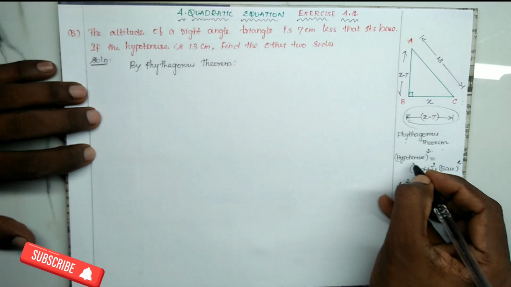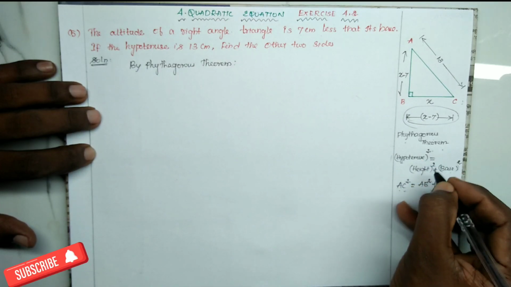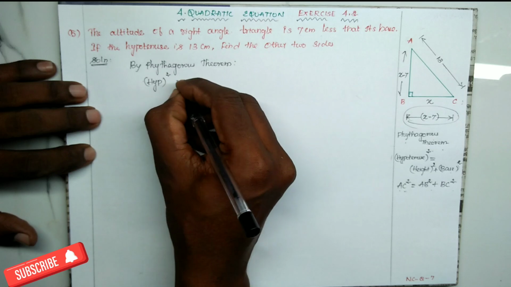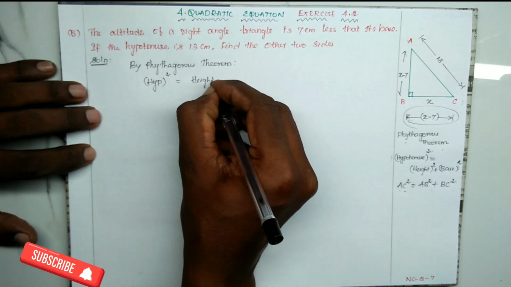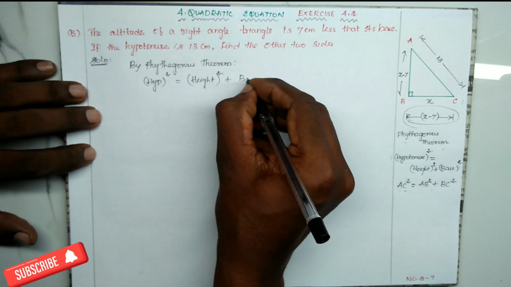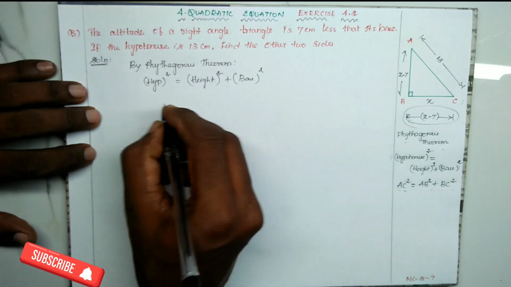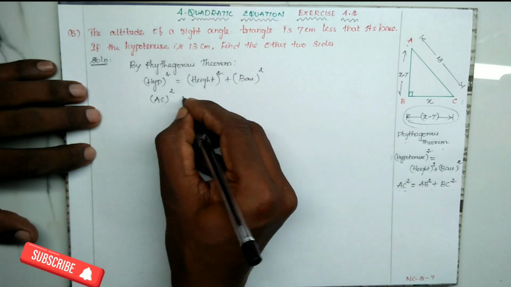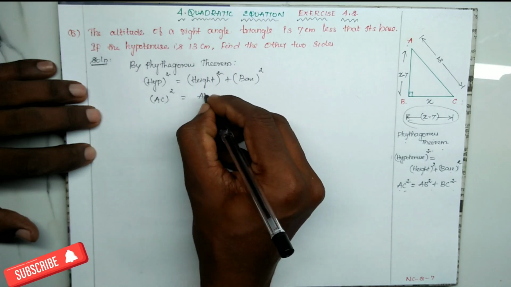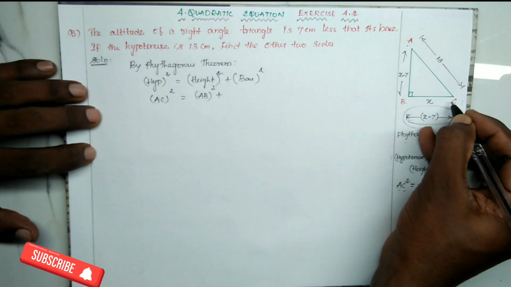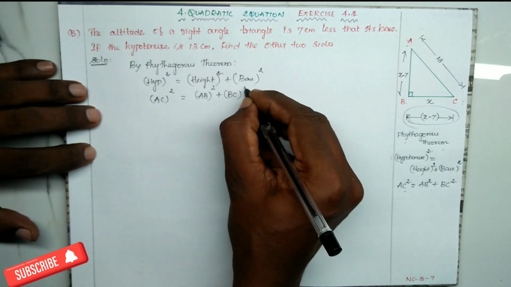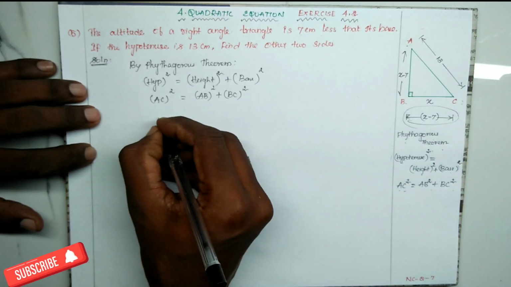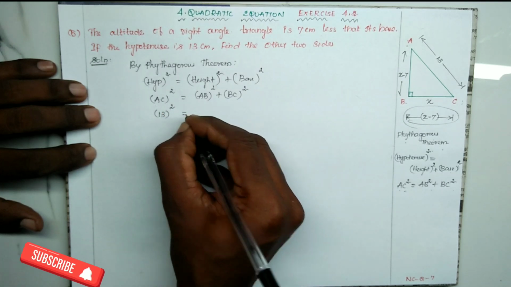So by the Pythagoras theorem, hypotenuse squared is equal to height squared plus base squared. Write it. Hypotenuse is AC, so AC squared, and for height we have AB, so AB the whole squared, plus BC is the base, so for base we write BC squared. Now we know the value of AC is 13, so 13 the whole squared is equal to AB.